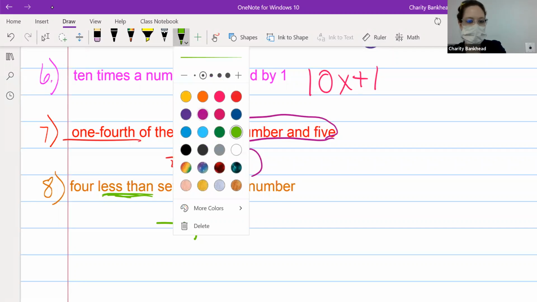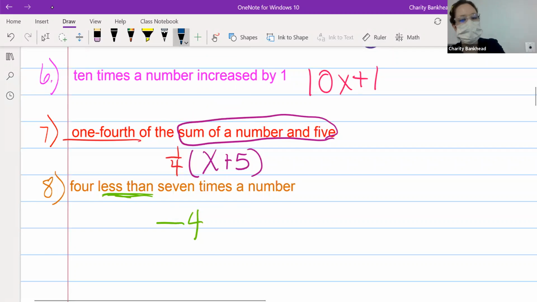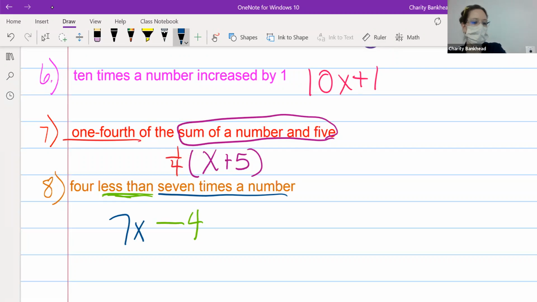Okay, and so then 7 times the number, 7X goes over here. So 4 less than 7 times the number becomes 7X minus 4. Because it's 4 less than that.